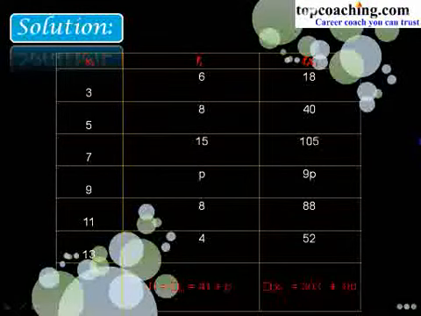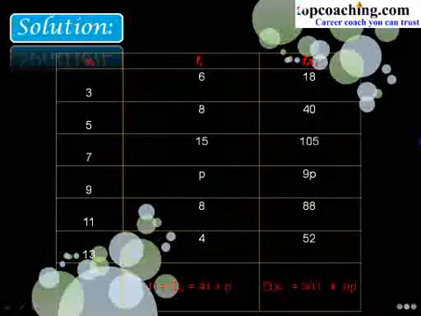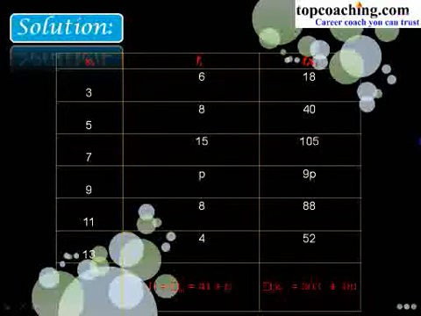To find the values of fi xi, we simply multiply the values of xi and fi. That is 6 into 3 is 18, 5 into 8 is 40, 15 into 7 is 105, 9p, 11 into 8 equals 88, and 13 into 4 equals 52. So finally, as we have told you earlier also, the sum of the frequencies is capital N, equals sigma fi, equals 41 plus p. And here we have the total of sigma fi xi equals 303 plus 9p.